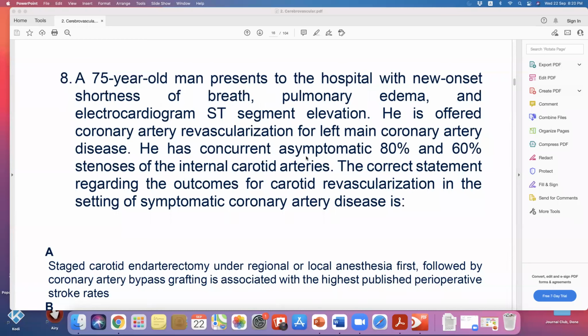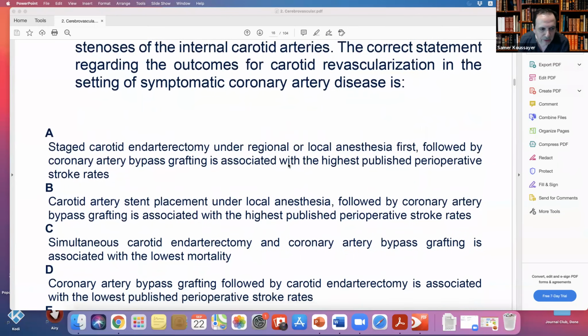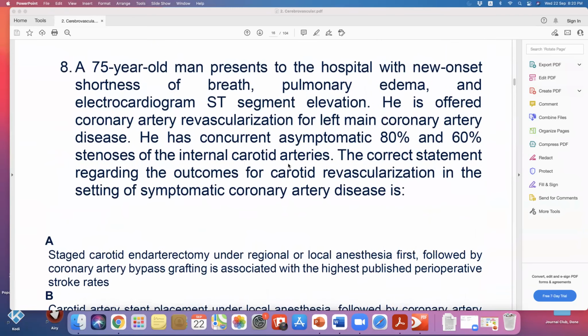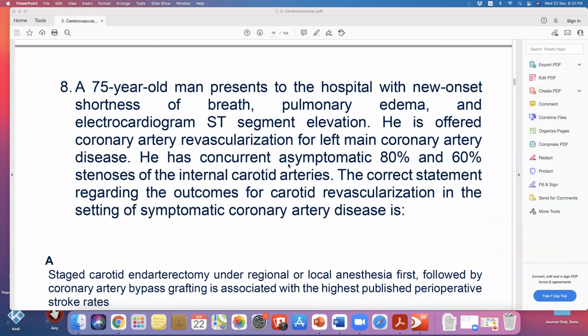What do you think? Yes, I agree with you 100%. But when I was reading the questions, here are the answers. I know this is not what they want, but I agree with you 100%. No, we are discussing the question, not the answers now. I'm discussing only the question. What are the key points of this question?